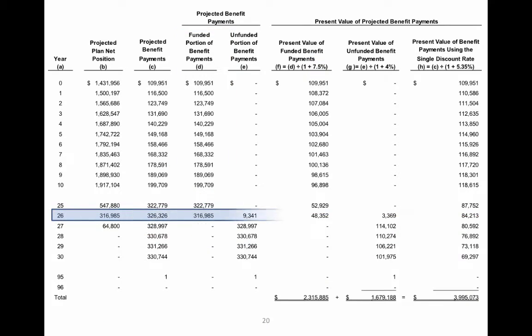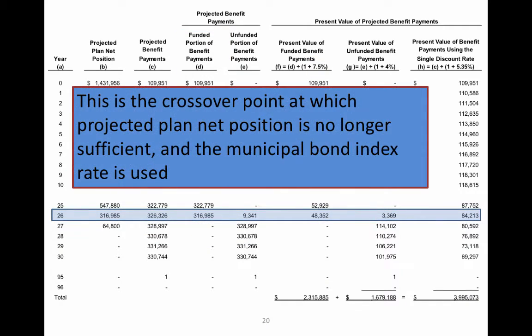But after that period, in year 26, you hit what is referred to as the crossover point. That's the point at which the plan net position is no longer larger than the amount of benefit payments. And so from that point forward, the projected benefit payments are going to be discounted using the municipal bond rate. And in this example, it's 4%, although I think that's probably a little bit high.